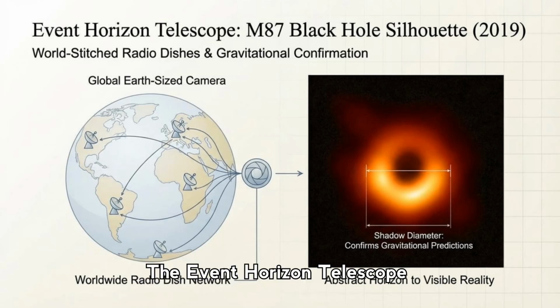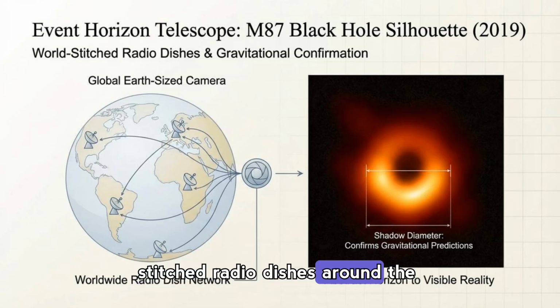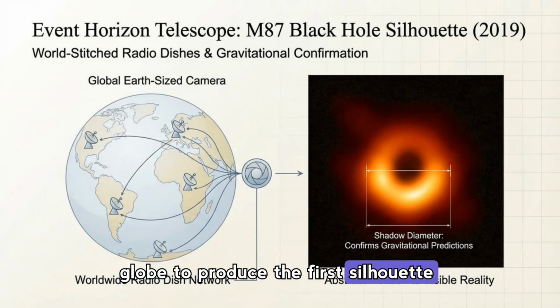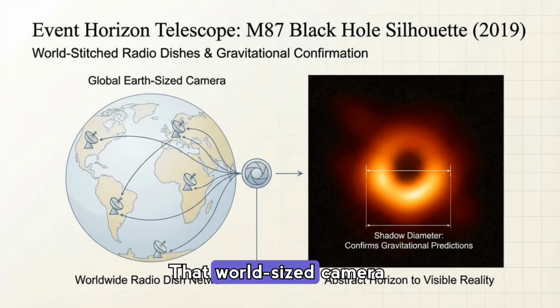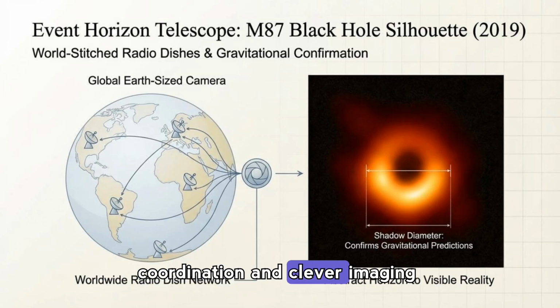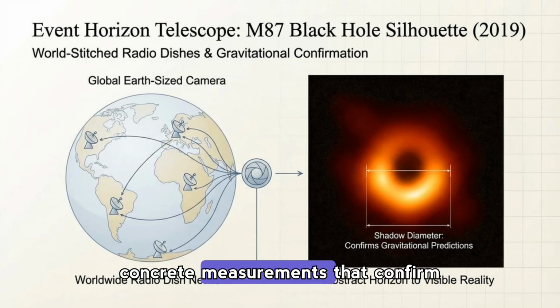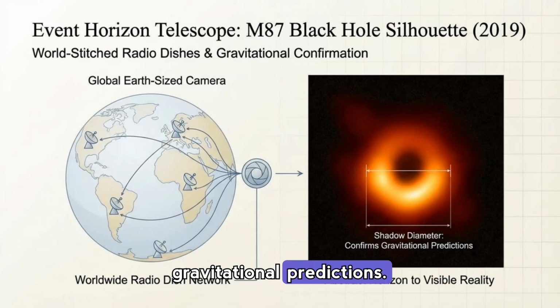The Event Horizon Telescope stitched radio dishes around the globe to produce the first silhouette of M87's black hole, turning an abstract horizon into a visible ring. That world-sized camera demonstrates how global coordination and clever imaging convert theoretical shadows into concrete measurements that confirm gravitational predictions.